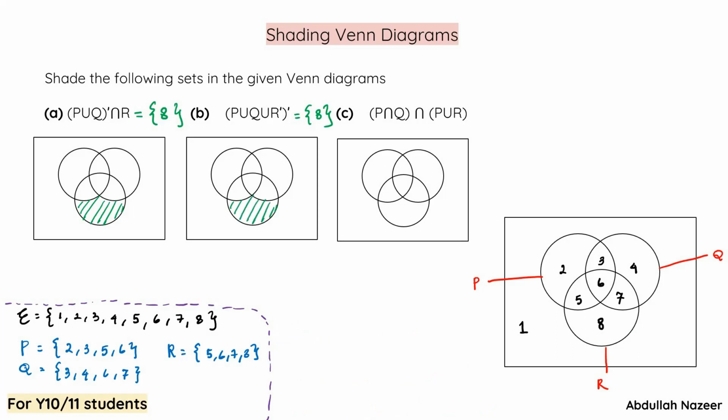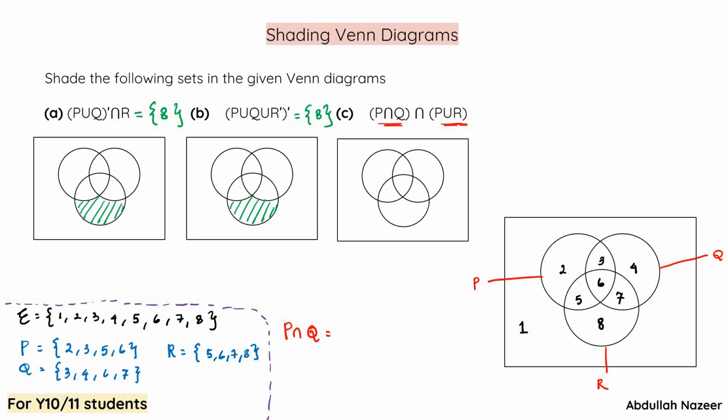Okay, so now let's move on to question C. In here we need to find the region that belongs to P intersection Q intersection P union R. So we'll find P intersection Q and P union R separately first, and then find what is common between them. So let's find P intersection Q. P intersection Q just means what is common between P and Q.